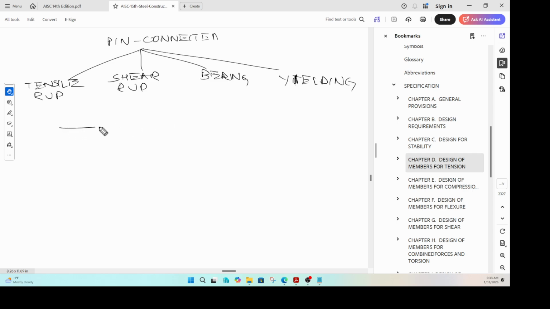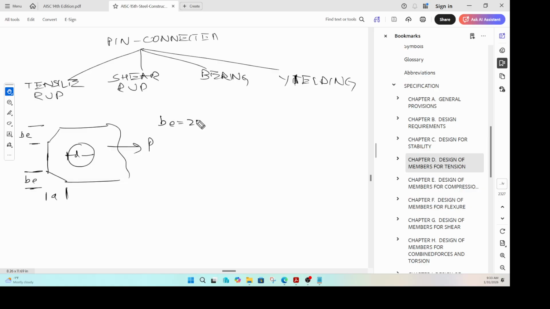Okay, so pin connected structures, you have a member like that and there is a pin there, right? And then this member is subjected to tension. Okay, the distance from here to here, let us call it a, and the diameter d, this is the diameter d, and there is something called be, which is effective width, be. Okay, so it is all given, but be is equal to 2 times t plus 0.60. T is the thickness of this plate.